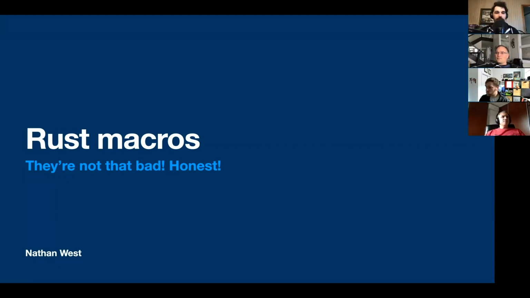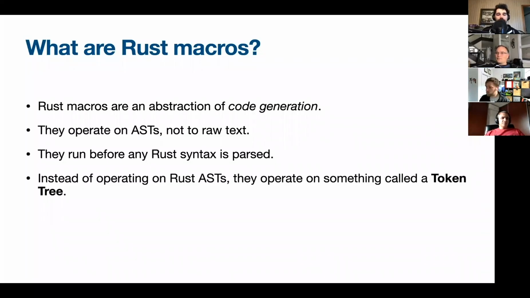All right, so what is a macro? A macro is an abstraction of code generation. That means it's a system inside of Rust that generates more code. Macros operate on syntax trees. They don't operate on plain text, but they don't operate on Rust syntax trees. They operate on something a little bit before Rust called a token tree.